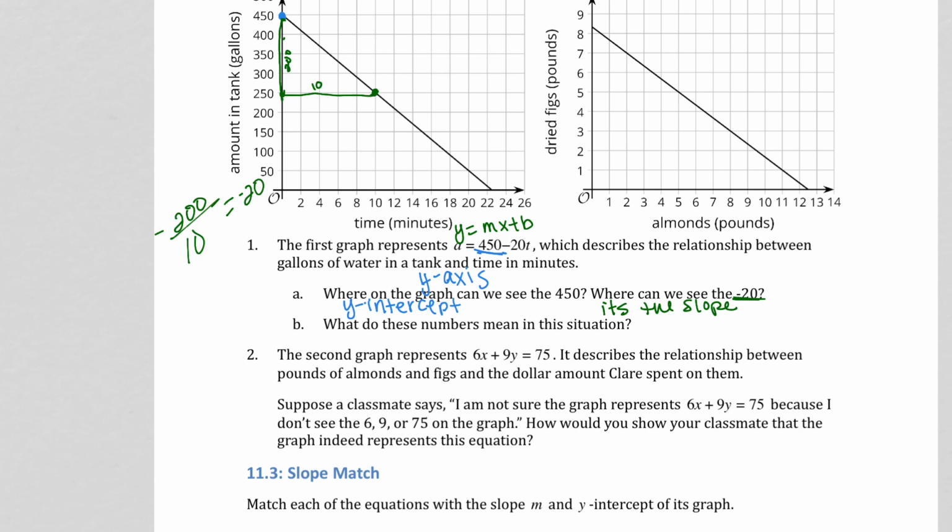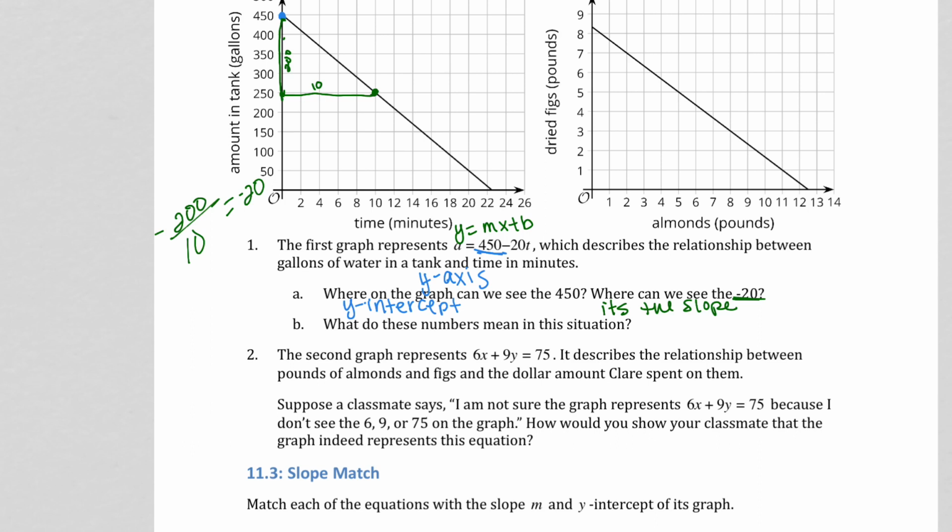So what do these numbers mean in this situation? I think we kind of already did that, so I'm going to go ahead and skip it, because you know that the 450 is the, what is it? The y-intercept. And the negative 20 is the slope.